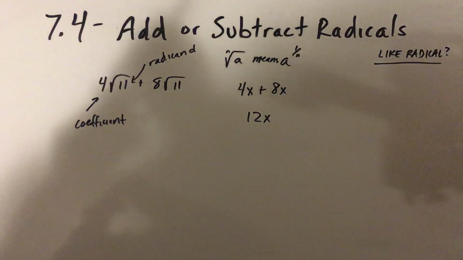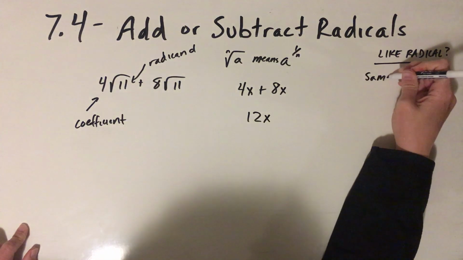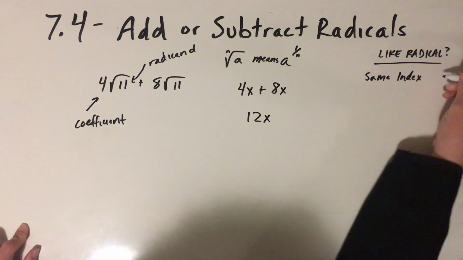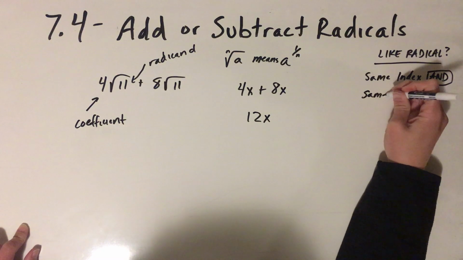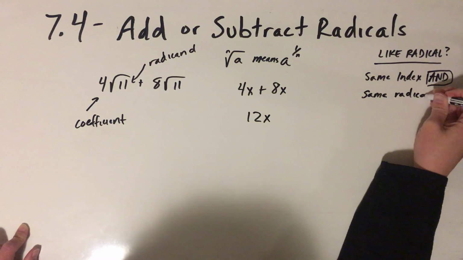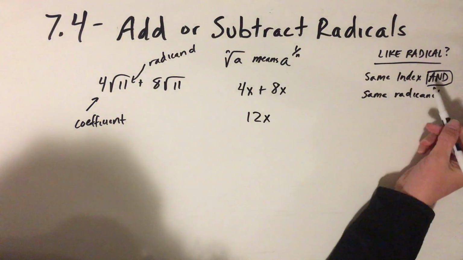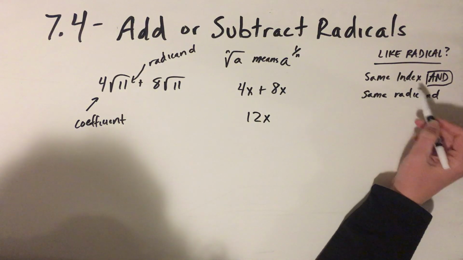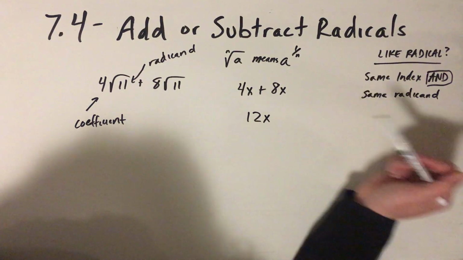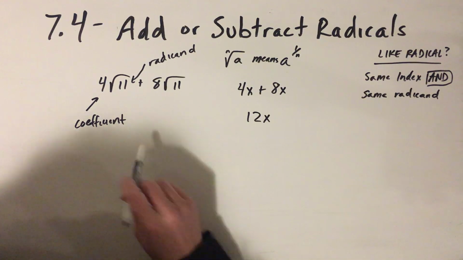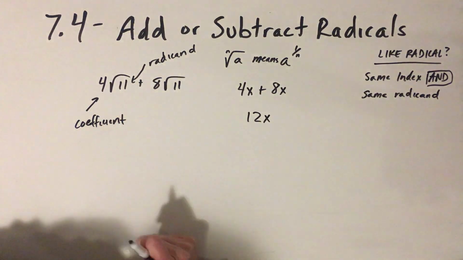Like radicals, by definition, have the same index and the same radicand. Now, this is no different than a like term. Like terms have the same variable or base and the same exponent. Since indexes are exponents or fractional exponents, then basically a like radical is a like term. So I've got a base here and I've got an exponent to the 1/2. So these are like terms.